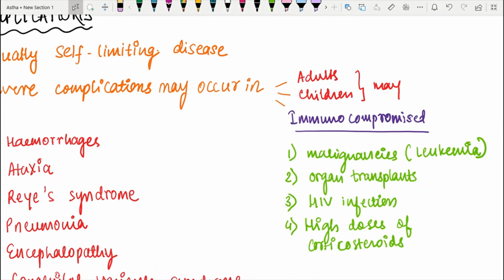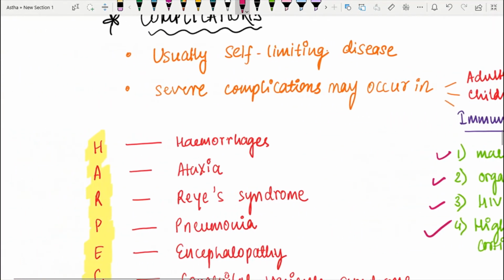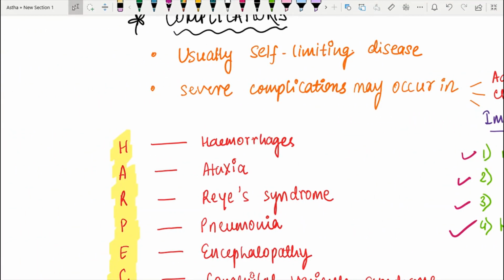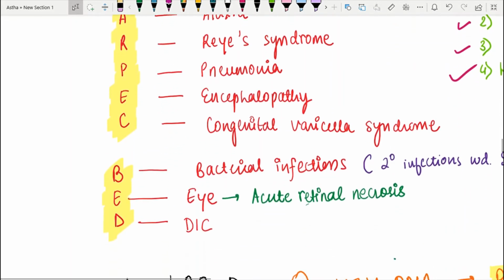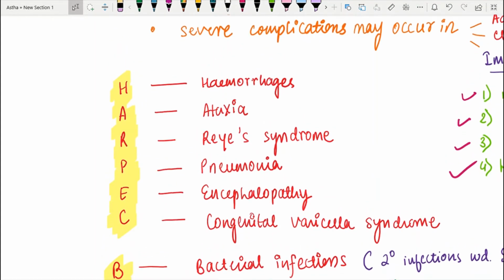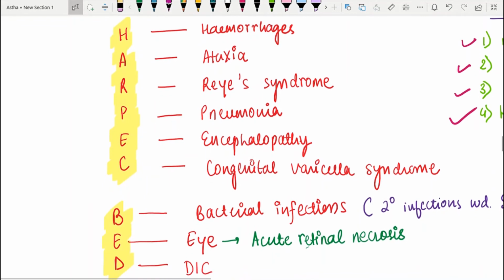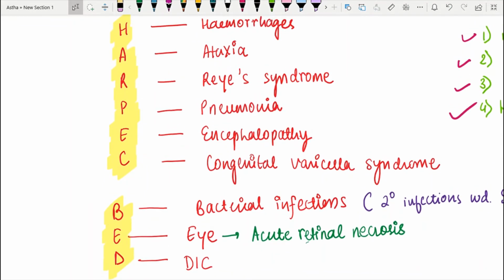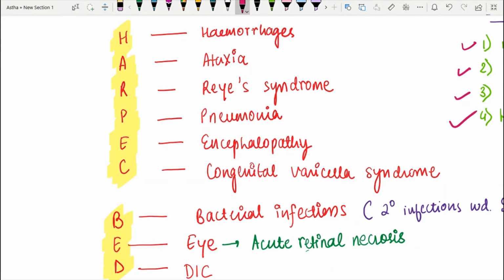Now, who are these immunocompromised? Those having some sort of malignancy, especially children with leukemia, people with organ transplants, people having HIV infection, and those on high doses of corticosteroids. These immunocompromised people have some sorts of complications, and I have made a mnemonic for it known as Harpic bed. H stands for hemorrhages, A for ataxia, R for Reye's syndrome, P for pneumonia, E for encephalopathy, C for congenital varicella syndrome, which occurs only if the mother is infected during pregnancy.